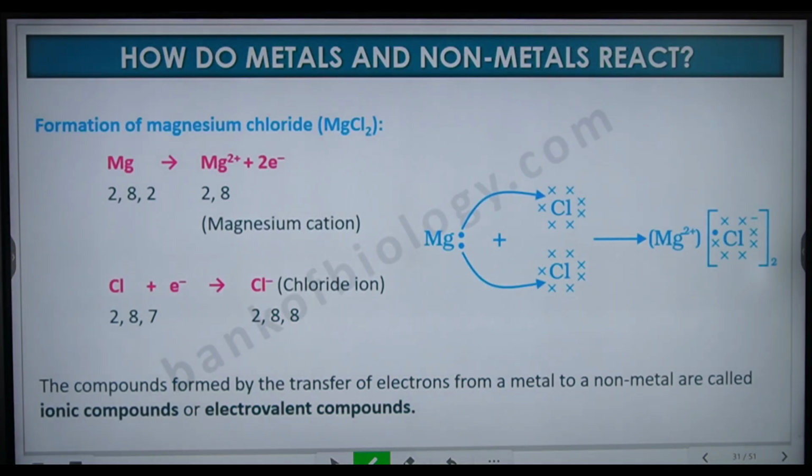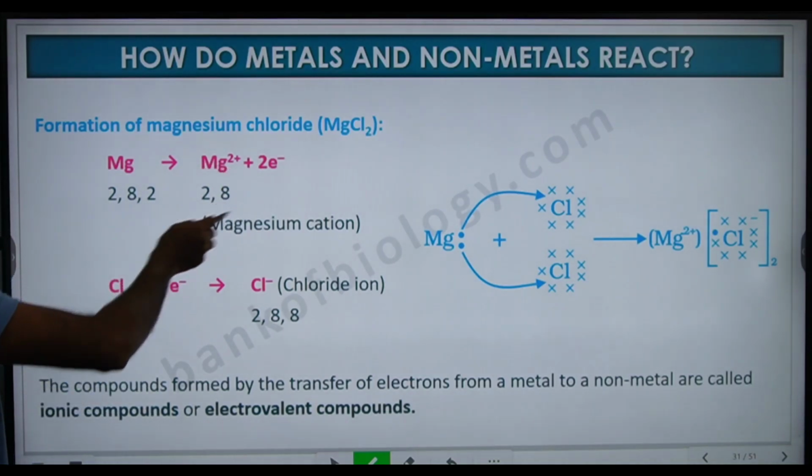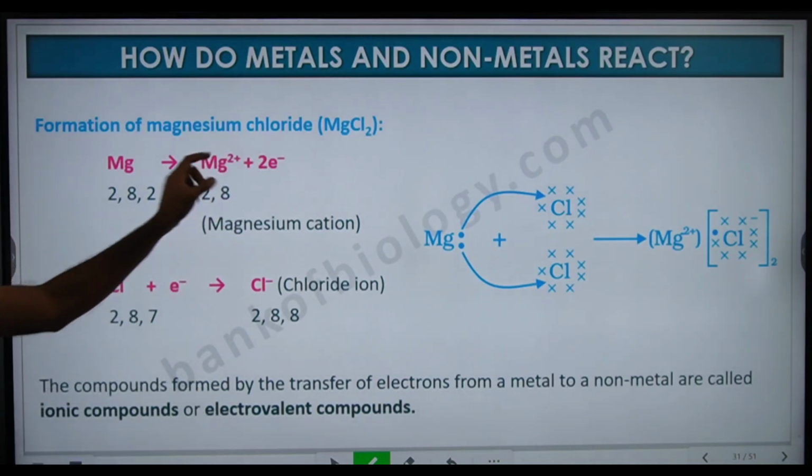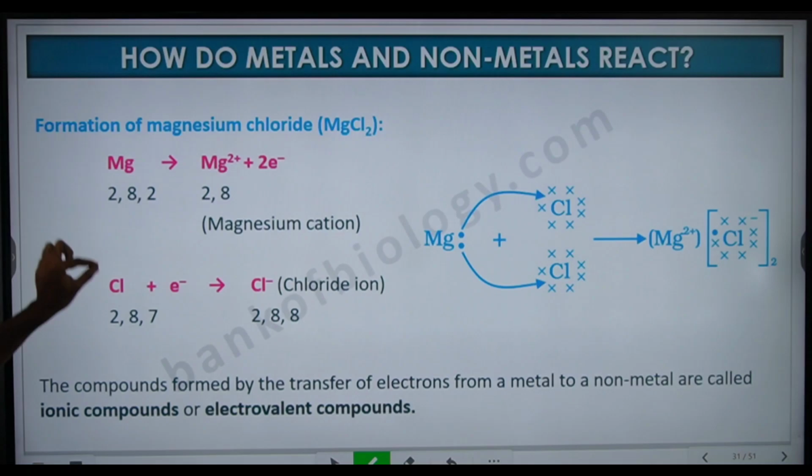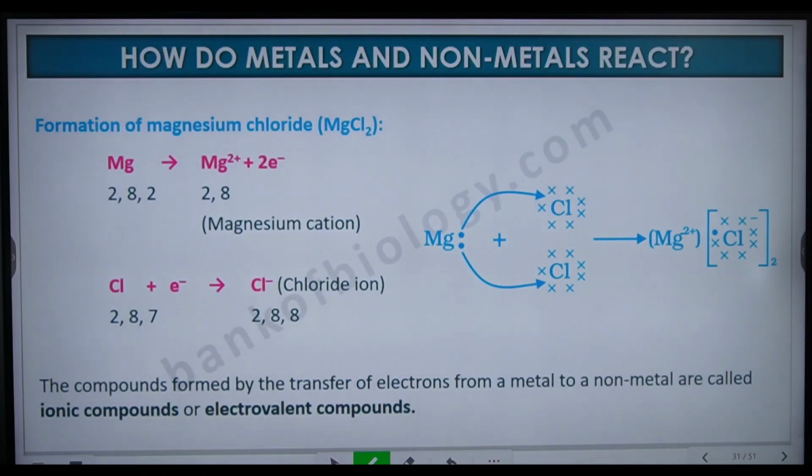And in the case of magnesium, magnesium gives two electrons to two chlorine atoms, so electron transfer takes place from the magnesium metal to the chlorine non-metal. Okay, in this way we get the ionic compound. The compounds formed by the transfer of electrons from a metal to a non-metal are called ionic compounds, or also electrovalent compounds.